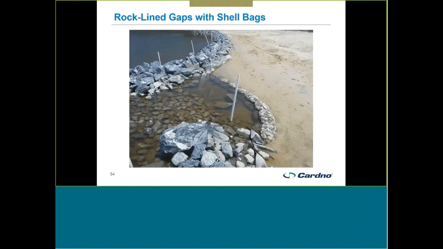So now here you can see it, and then we put 2 rows of oyster shell in here just as an added backstop to help prevent migration of the sand out of that sill and to break up some of the wave energy that might sneak through that gap.